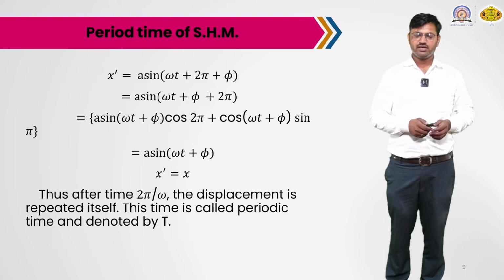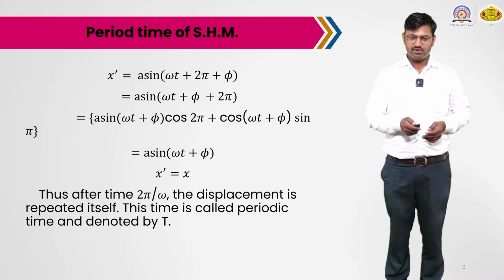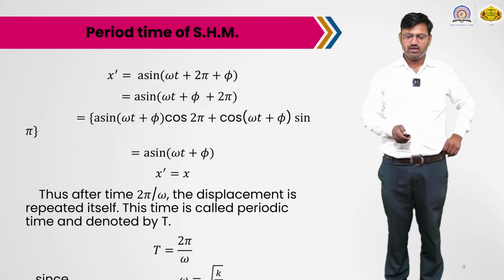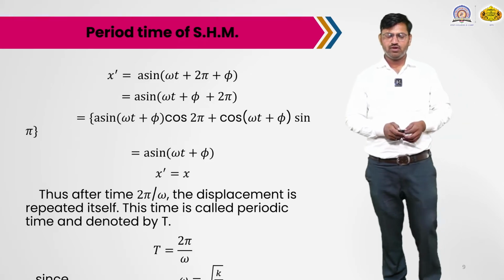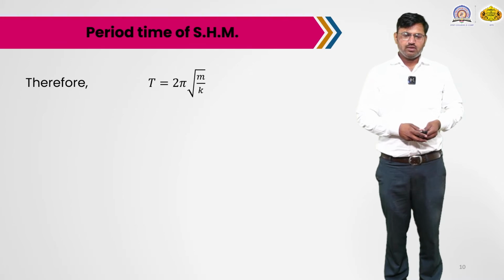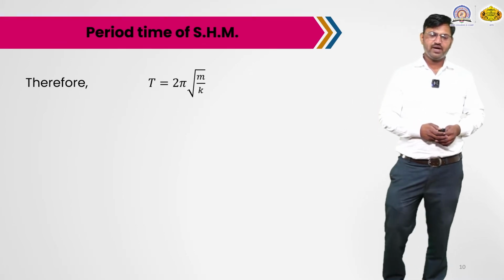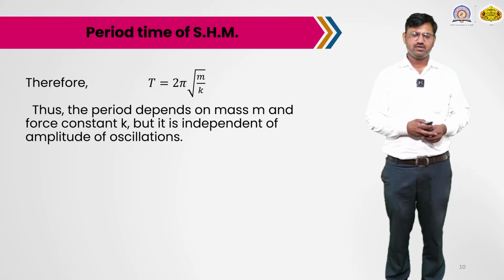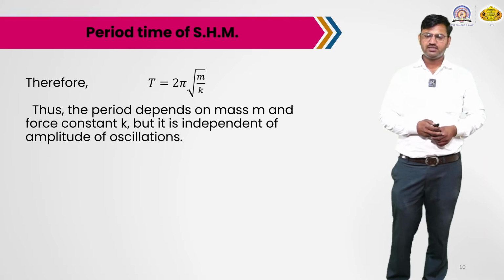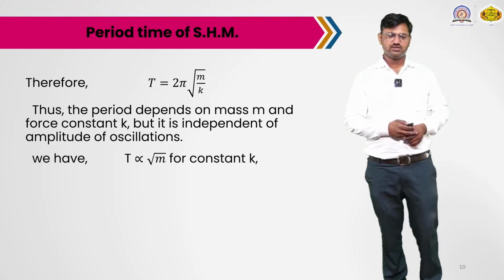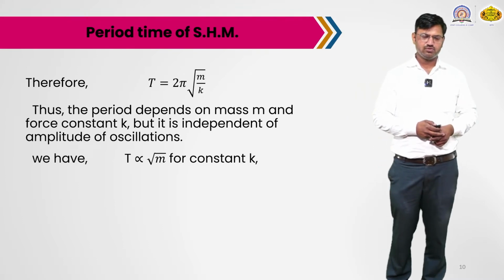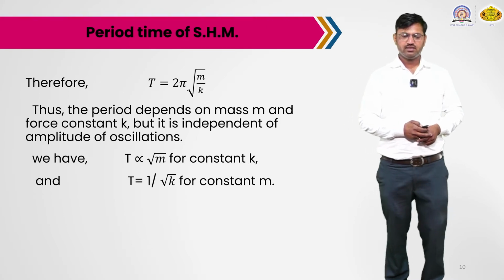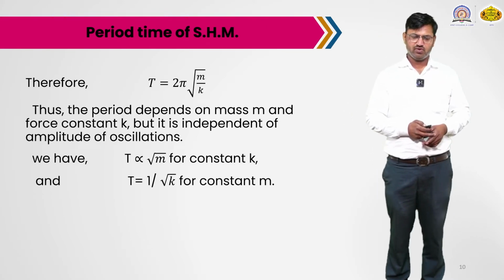This time is called the periodic time and is denoted by capital T. Therefore T = 2π/ω, and ω = √(k/m). Therefore T = 2π√(m/k). Thus the period depends on mass m and force constant k, but it does not depend on the amplitude of oscillations. T is directly proportional to √m for constant k, and T is inversely proportional to √k for constant m.